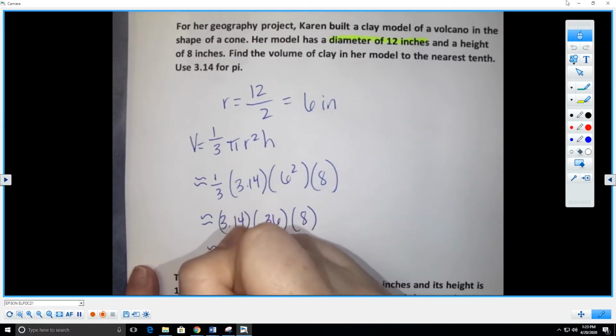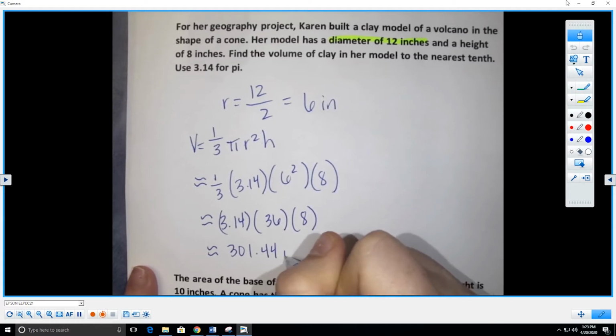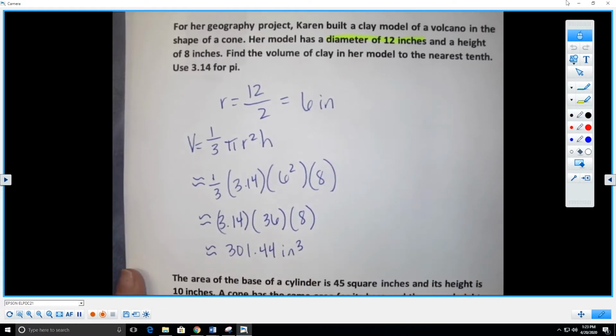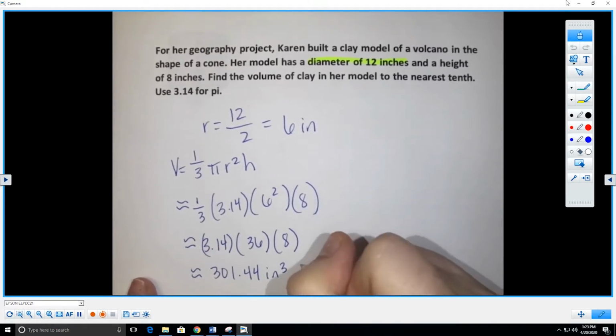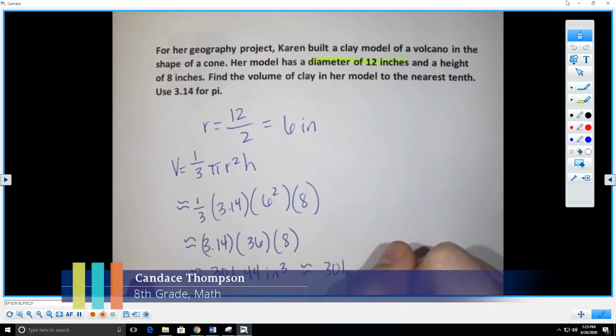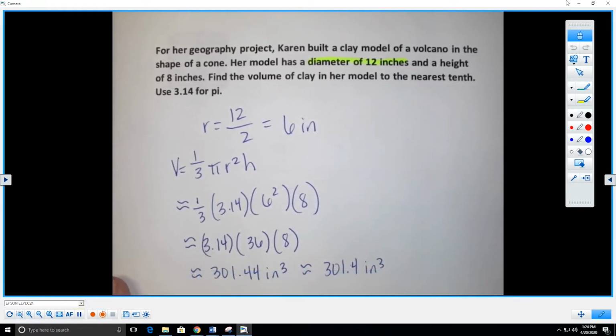So we get 301 and 4/400 as our answer. So since we are rounding to the nearest tenth, the volume of the clay in Karen's volcano is about 301.4 inches cubed. You're really getting the hang of this.